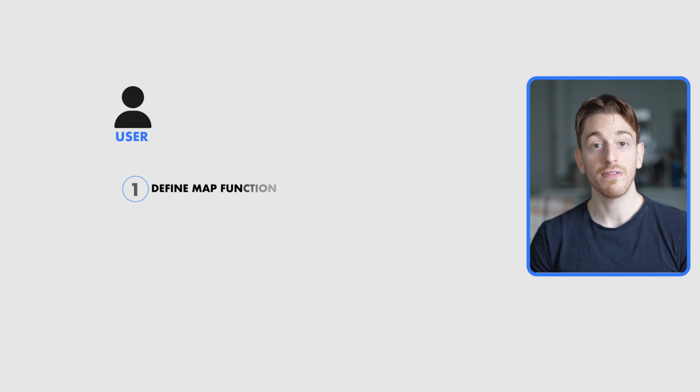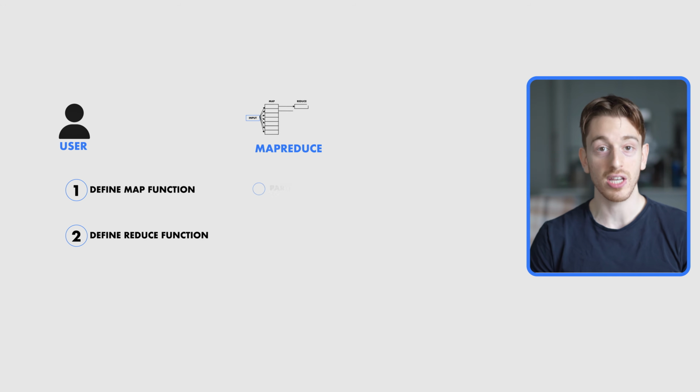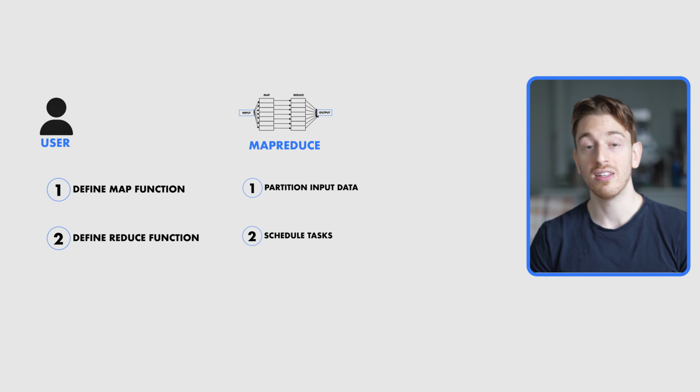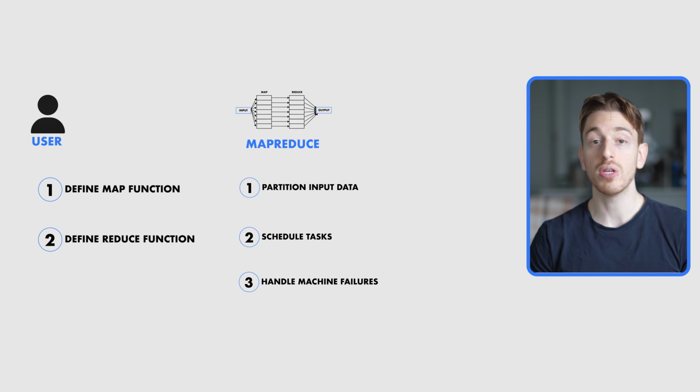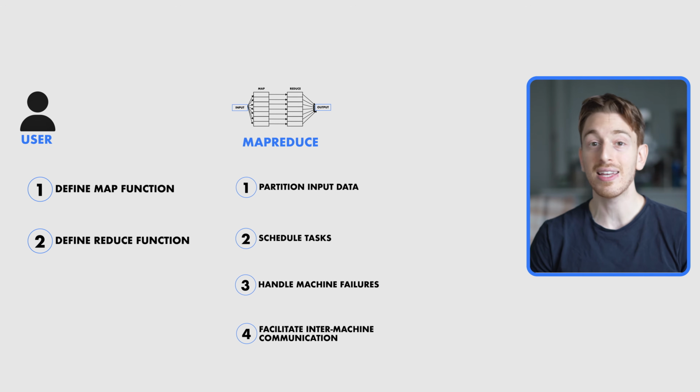The user only defines the map and reduce functions, while MapReduce takes care of partitioning the input data, scheduling tasks across a cluster of machines, handling machine failures, and the communication between machines. These are abstracted from the user, but let's take a deeper look and see how it does all of that.